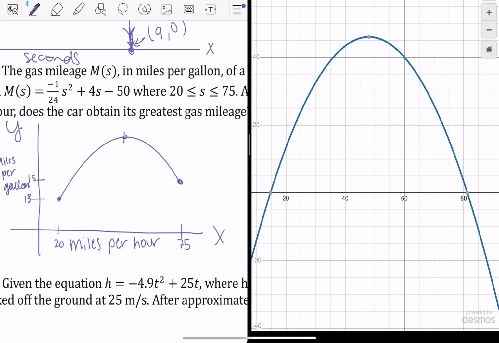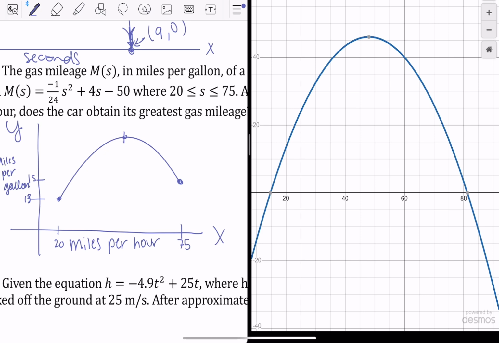Okay, here is my graph. I did go ahead and trace just to have it graphed correctly. So I traced along with my finger here to get approximately 20 and approximately 75 over on this side. And that got me to 20 was at 13 miles per gallon, and then 75 was at 15 miles per gallon. This is what we're looking like.